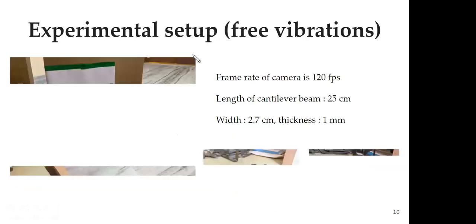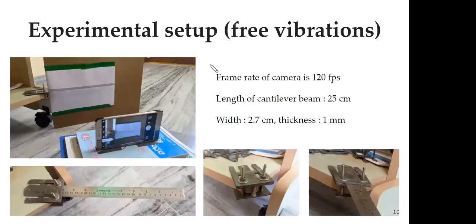Now this is the experimental setup. First, I did an experiment for free vibrations. These are the camera parameters. Frame rate of the camera is 120 fps. Length of the cantilever beam for this experiment was 25 centimeters. Width is 2.7 centimeters and thickness is 1 mm.